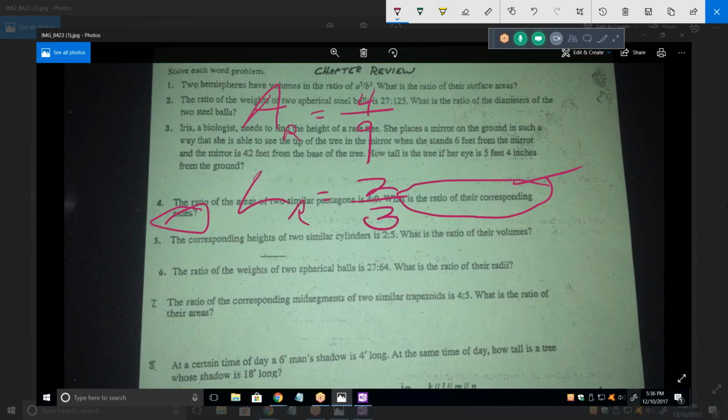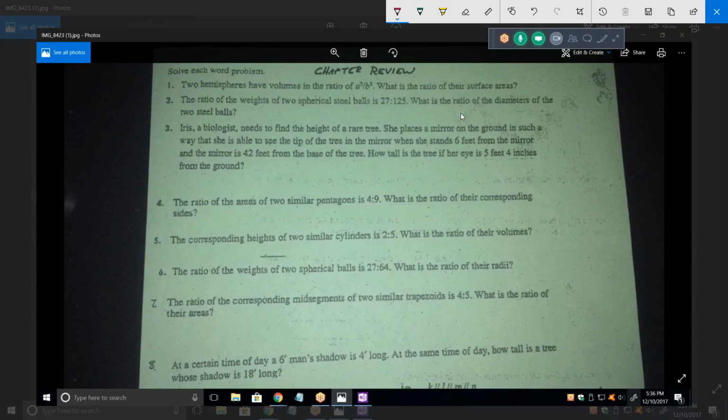And even their corresponding sides are always going to be measured in a linear unit. They're not talking about a tetrahedron here, and they're not asking you about the ratio of the areas of their corresponding faces. That would be in square inches, so that would be an area ratio. But in this problem, it's strictly a linear ratio. Okay, number 5.